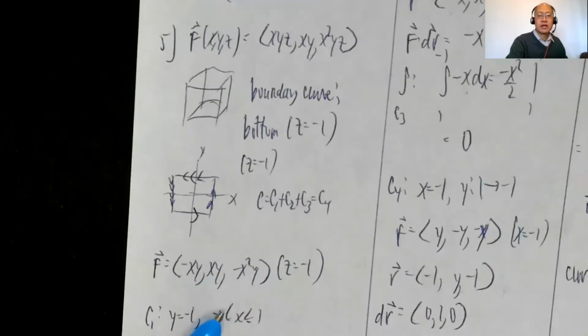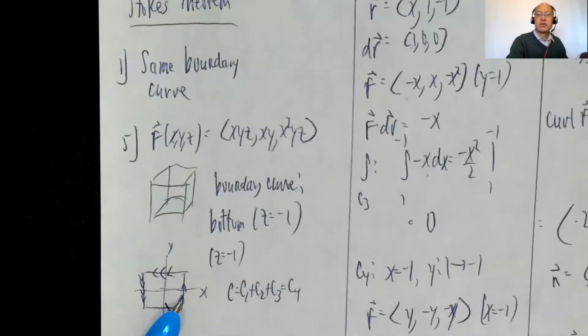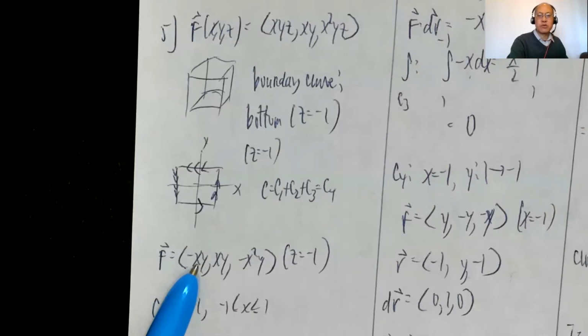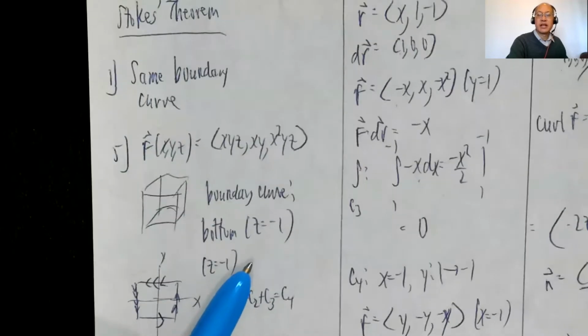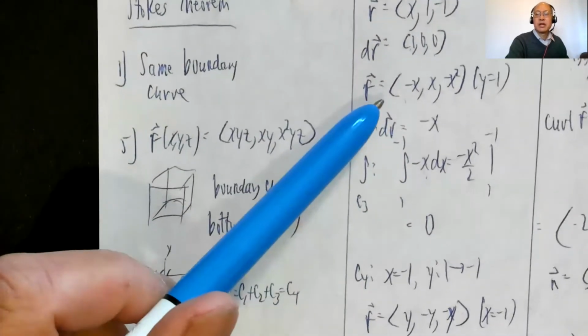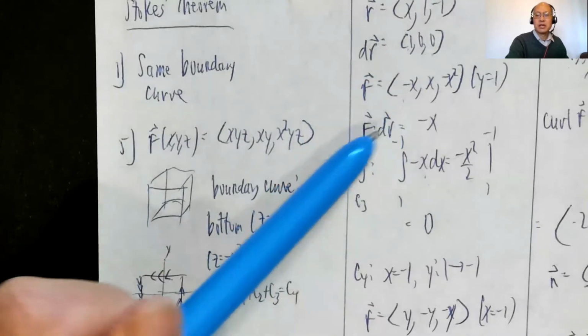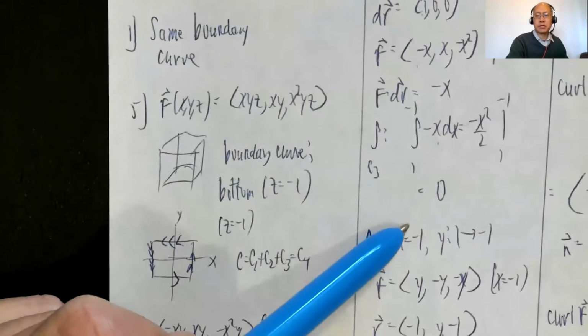F is, let's see, we're told that y is 1. So if y is 1, that's -x, x, and -x². And f dot dr is -x. So integral from -1 to 1 of -x dx also comes out to be 0.